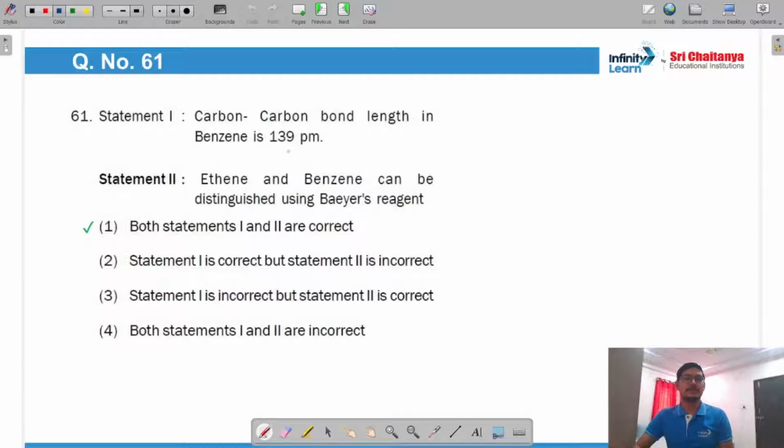Carbon-carbon bond length in benzene is 139 picometer. Yes, it is intermediate between single and double bond because of resonance. And ethene and benzene can be distinguished by using Baeyer's reagent. Correct. Ethene would decolorize the purple color of Baeyer's reagent, but benzene cannot. Okay.